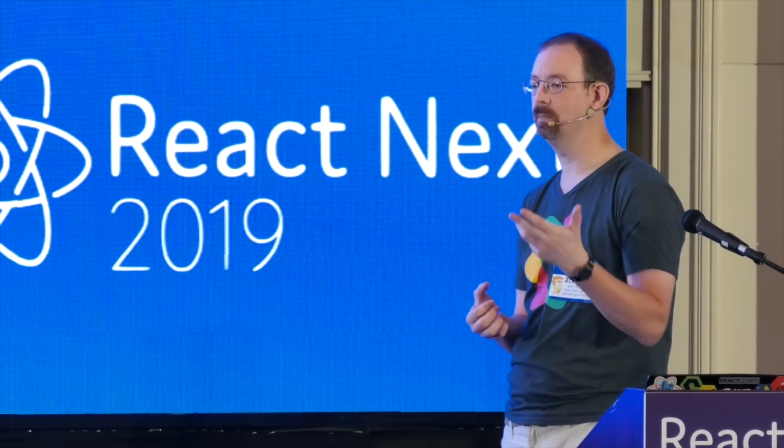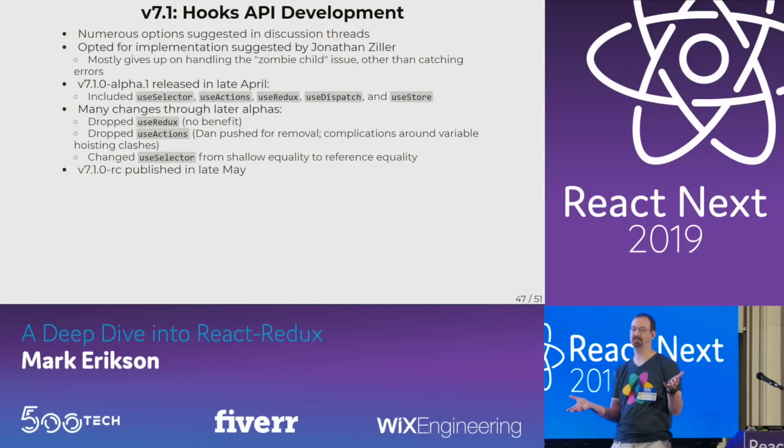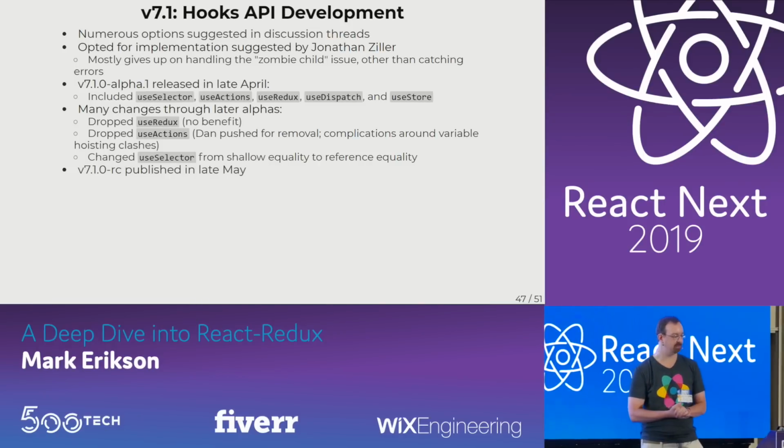So there were several questions that we had to solve. What would the actual API even look like? How do you handle selectors that need to depend on props for the component? How can we avoid this zombie child bug again? And what if some solution that we come up with maybe requires ES6 features, like proxies? So we had several very, very long discussion threads, like over 200 comments apiece.